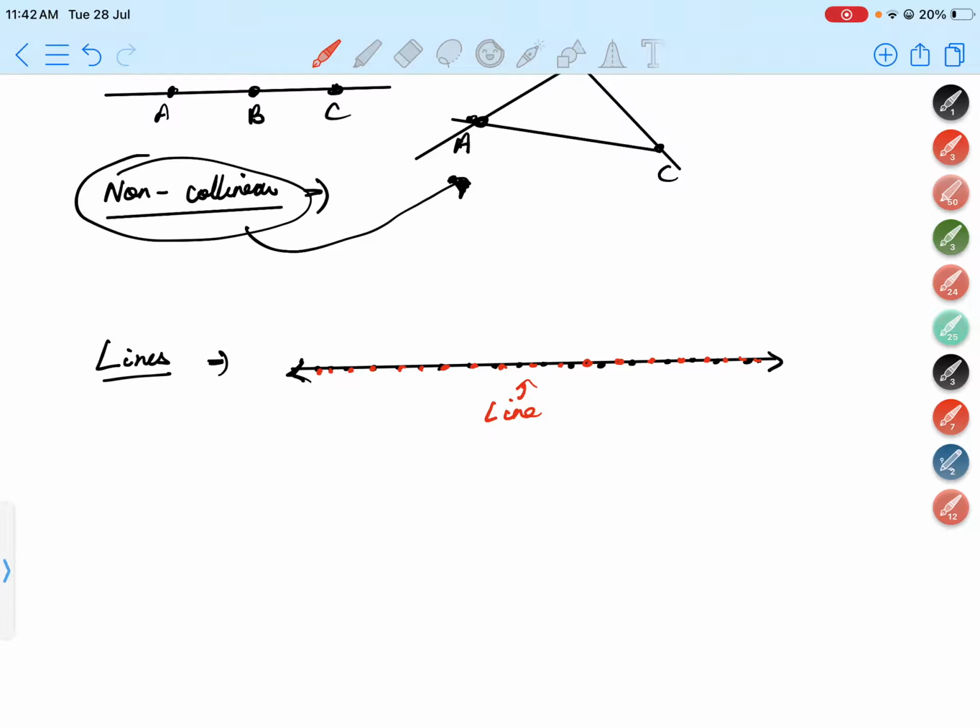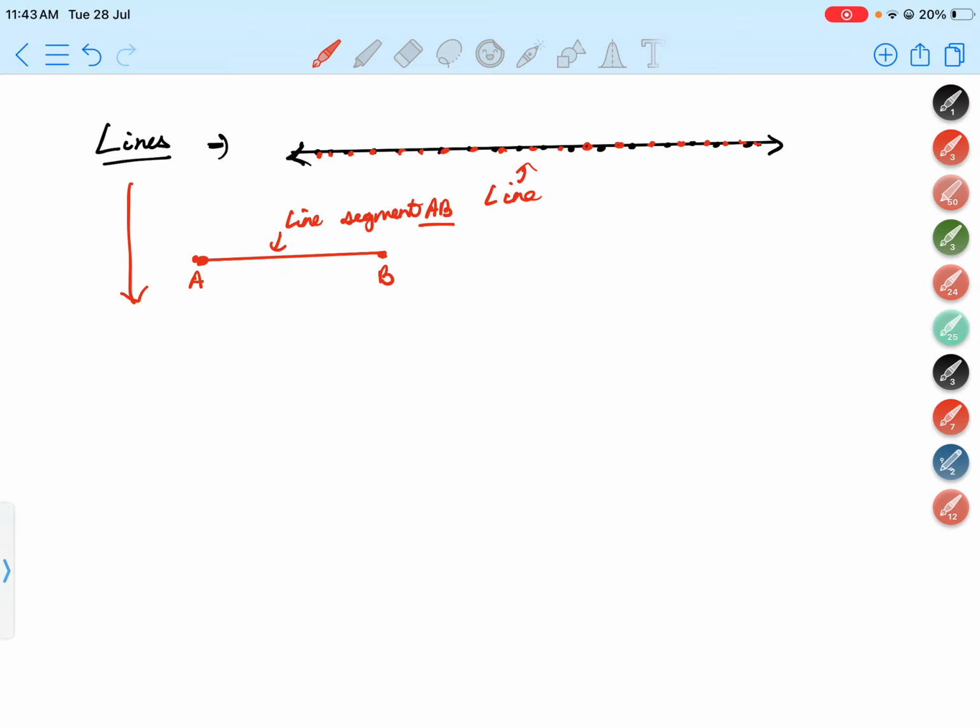So this is our line, and if I have ends to this line, let's say A and B, a starting end and a finish end, this is known as a line segment demarcated by the borders AB. So line segment AB.